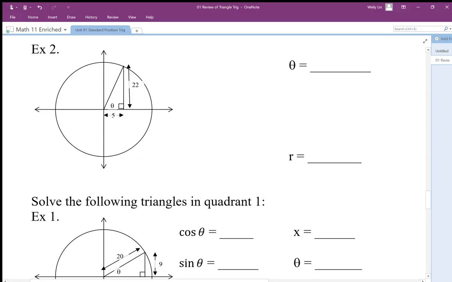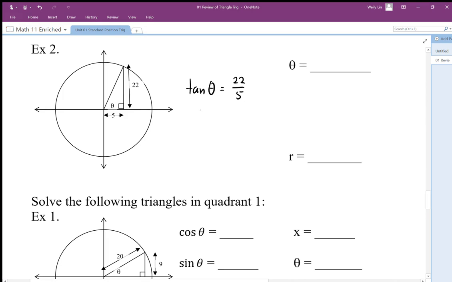This one here, we're still in quadrant 1. Here I have the y and x coordinates. Okay, I have 5 on the x, 22 on the y. That's going to be my slope ratio or my tan ratio. So I'm going to say tan theta equals 22 over 5.